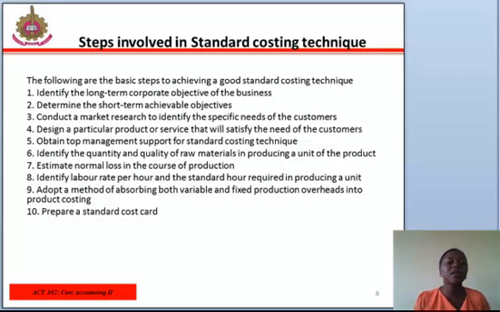5. Obtain top management support for standard costing technique. 6. Identify the quantity and quality of raw materials in producing a unit of the product. 7. Estimate normal loss in the cost of production. 8. Identify labor rates per hour and the standard hour required in producing a unit. 9. Adopt a method of absorbing both variable and fixed production overheads into product costing. And lastly, prepare a standard cost card.